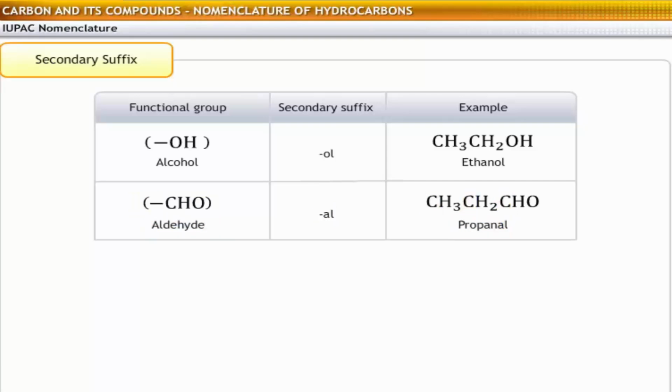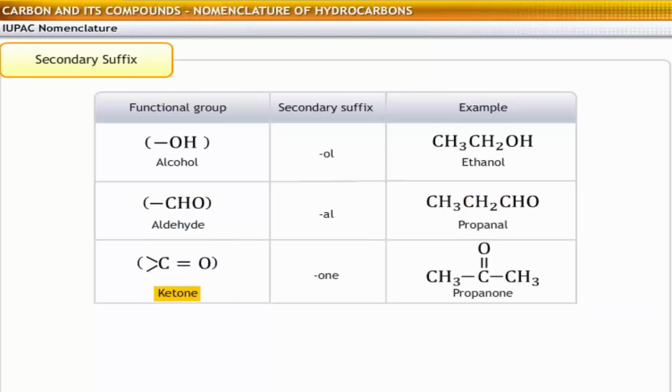Similarly, let's try to compute the IUPAC name of a ketone. In a given ketone molecule, there are 3 carbon atoms. Hence, the root word should be prop, and as it is saturated, the primary suffix should be ane. However, there is a functional group C double bond O, so you must remove the E from the alkane and add the secondary suffix -one. Hence, the IUPAC name of the molecule is propanone.